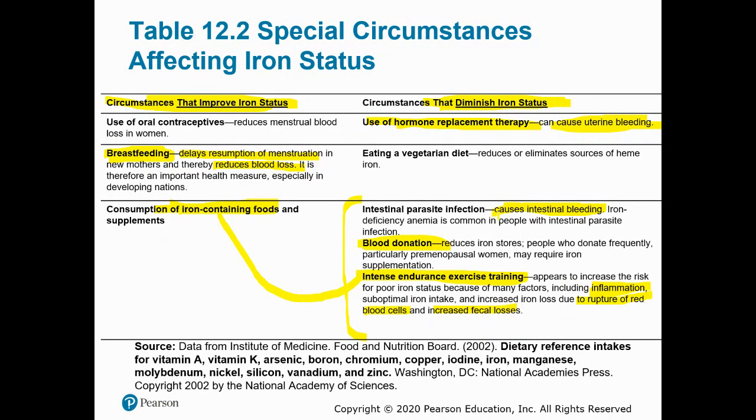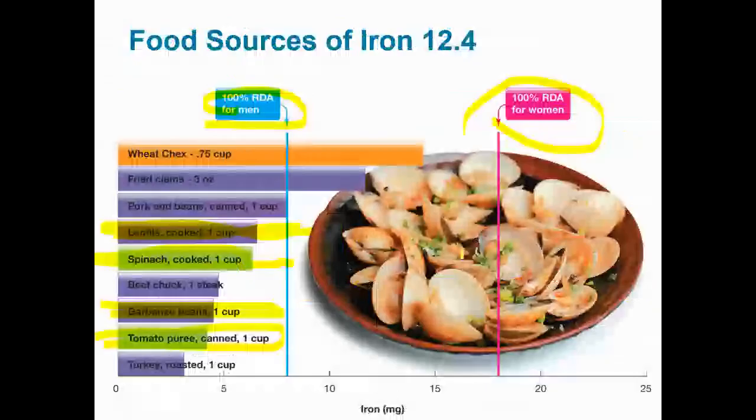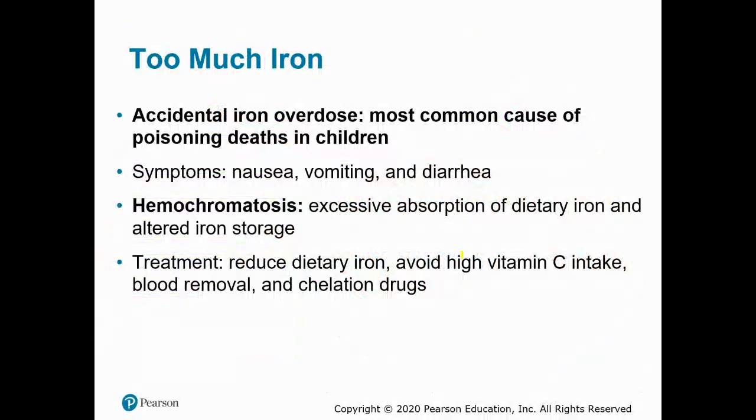But again, the intense endurance exercise training can be coupled with a really healthful diet, and then you shouldn't be at a major risk of having a poor body iron status. I don't know how much I like this chart. I'm not going to star it, but take a look if you like.